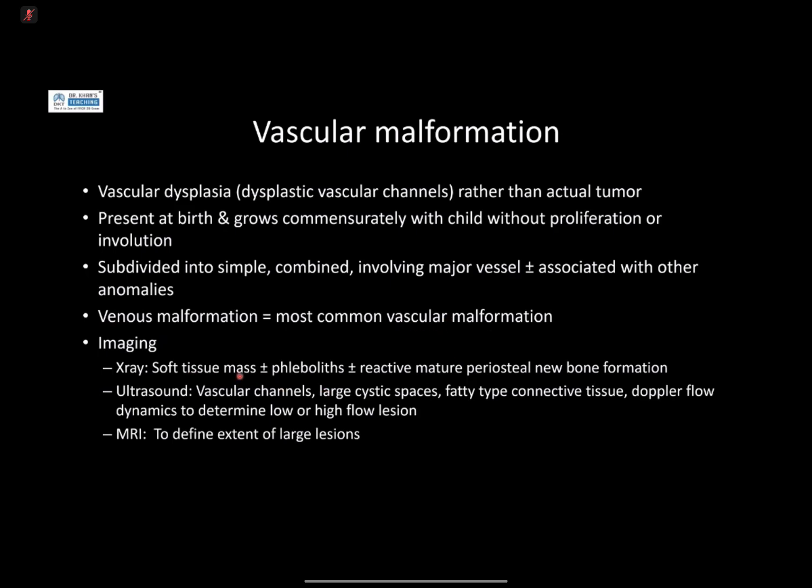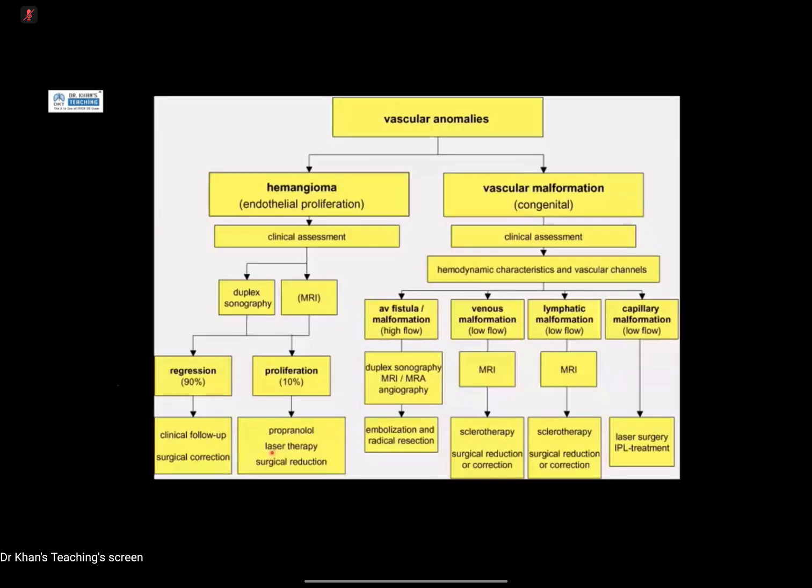And we said earlier, soft tissue mass, phleboliths. Because of the change in blood flow in that region, you can sometimes have periosteal bone formation. I really haven't seen that. Vascular channels, large cystic spaces. You can have fatty type connective tissues intervening, or cystic spaces. Often it's more low flow than high flow, and Doppler helps you identify the flow or waveforms. And MRI if surgical intervention is considered. So this is the way I think about it.